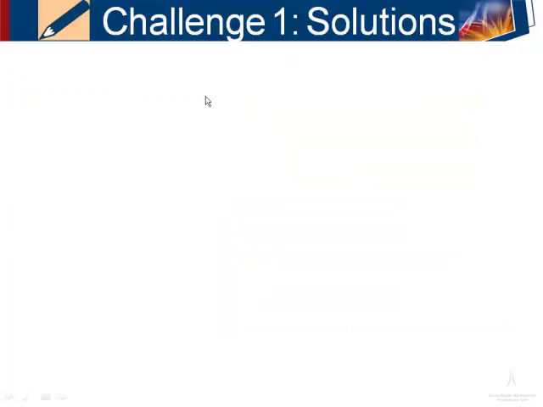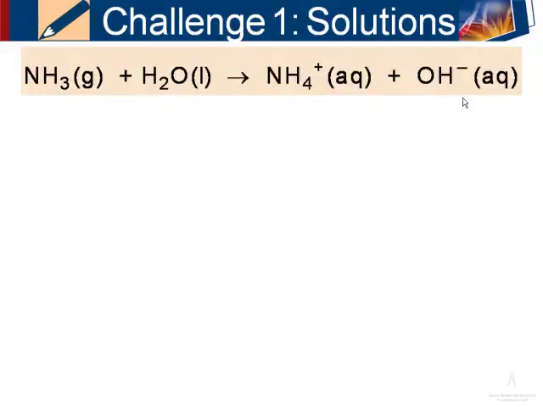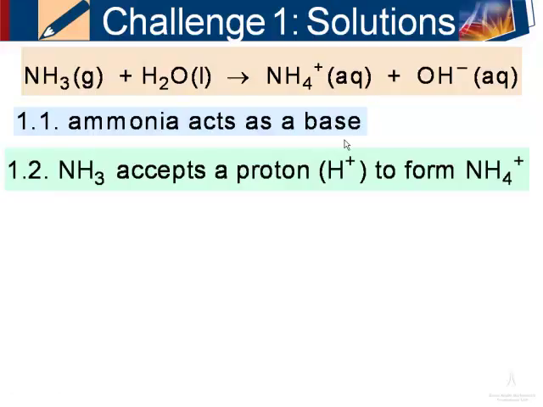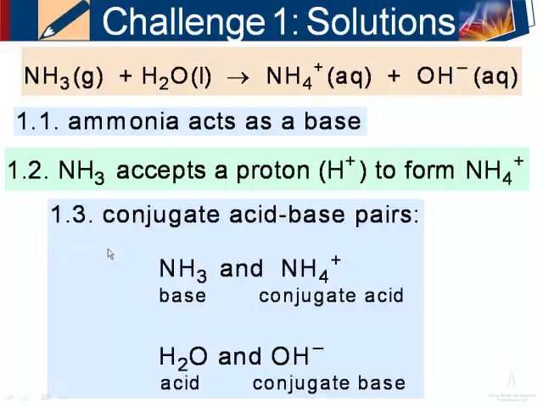Here's the proposed solution. First of all, there's our equation that we are dealing with. The first question was asking whether ammonia is an acid or a base. Well, the ammonia here is a base. The reason for that is because the ammonia accepts a proton to form the NH4 plus ion. And then we were to give the acid-base pairs. Well, the ammonia is the base and the NH4 plus ion is its conjugate acid. The water acts as the acid and the OH minus ion is its conjugate base.